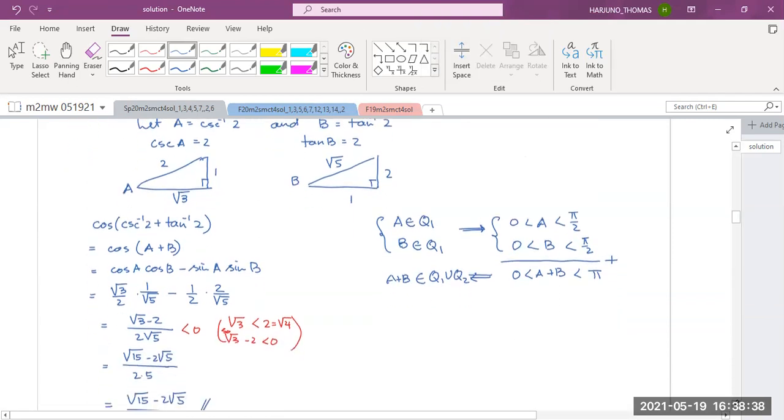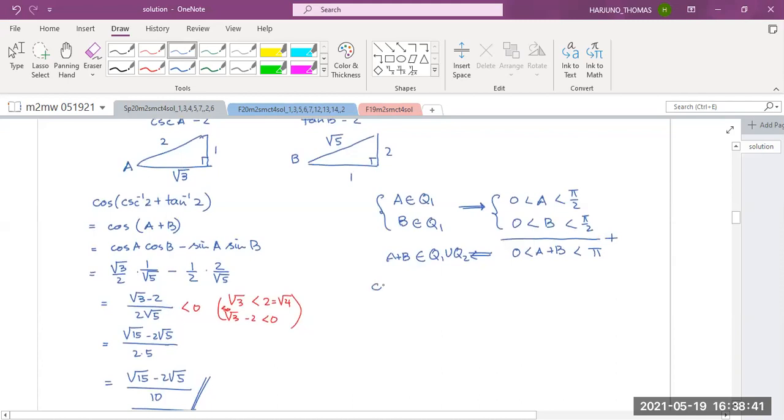Now, on the other hand, when we look at cosine of A plus B, which is negative, it means A plus B is either in quadrant 2 or quadrant 3. So A plus B must be in quadrant 2. Okay, that's the argument.